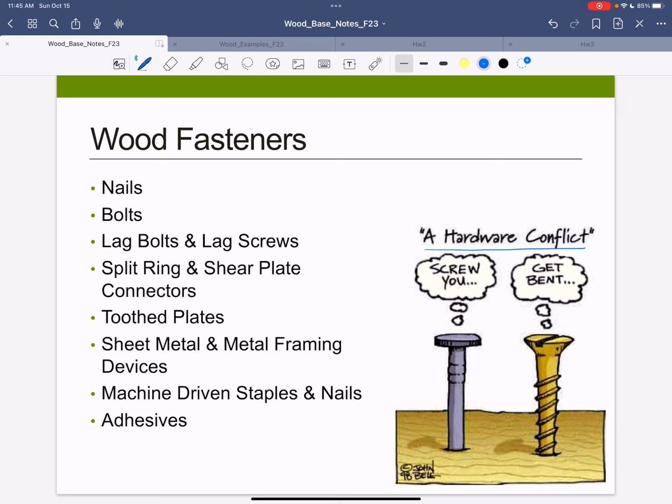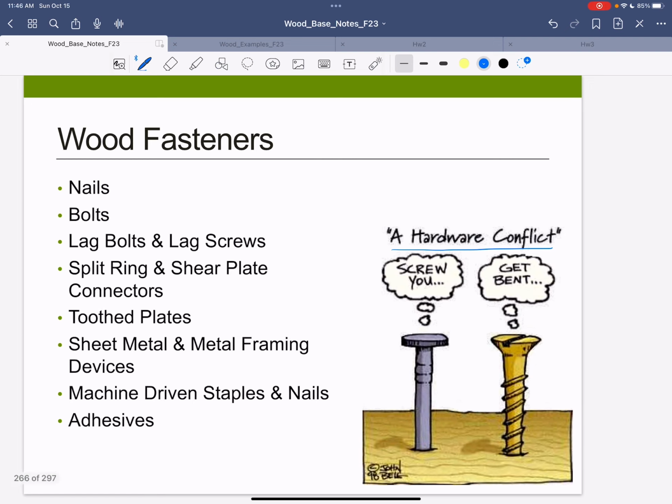Bolts, particularly for structural type connections of timbers. Split ring and shear plate connectors, which you may be less familiar with, very much a structural application. Tooth plates we talked about in the trusses, and then a lot of times we're attaching metal to wood, so how we do those attachments, and then there's obviously things like machines to drive staples, nails, you name it. And actually, adhesives are another piece we can use for fasteners.